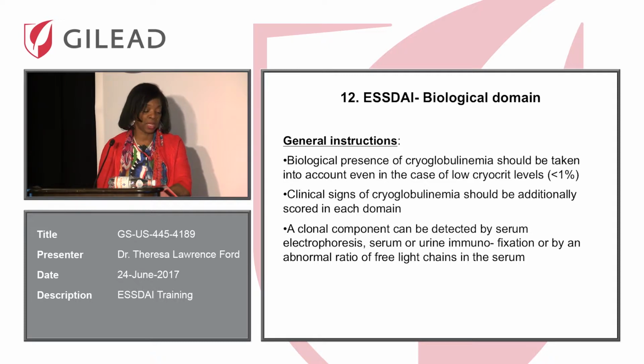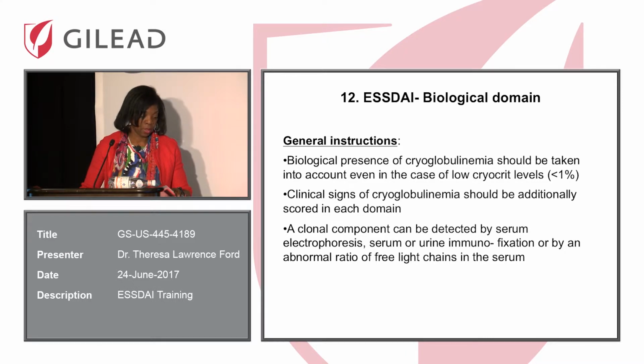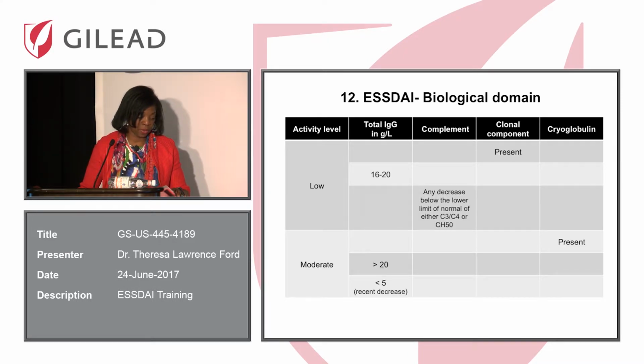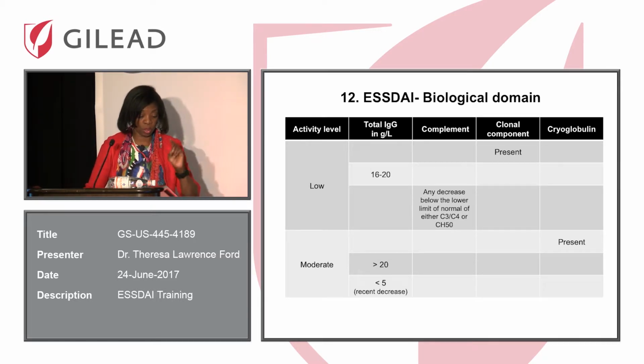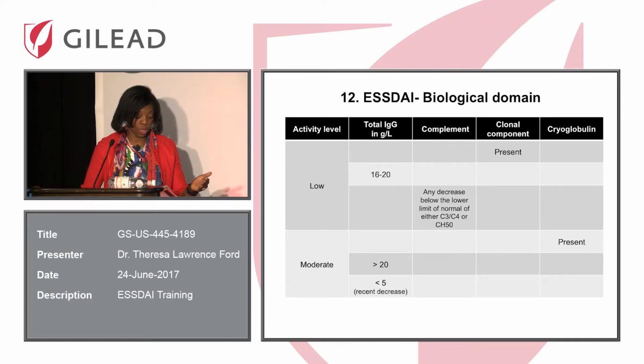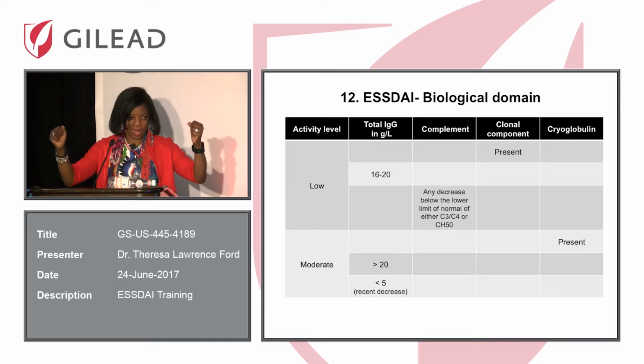Clonal component can be detected by serum electrophoresis, serum or urine immunofixation, or by an abnormal ratio of free light chains in the serum. And those are labs that you can obtain. So looking at our graph, low activity level: total IgG 16 to 20, any decrease in complement below the lower limit of normal in either C3, C4, or CH50, a clonal component being present. Moderate would be cryoglobulins, or total IgG greater than 20 or less than 5 with a recent decrease. And there you have it.